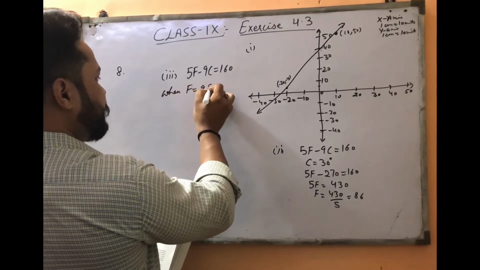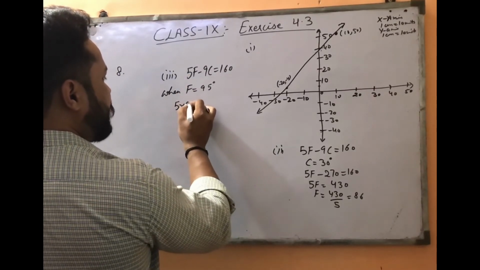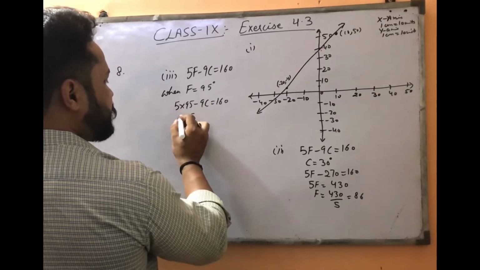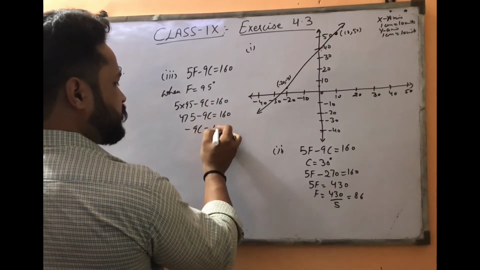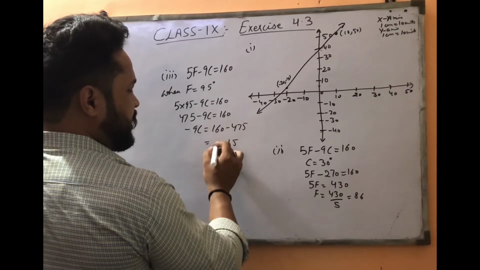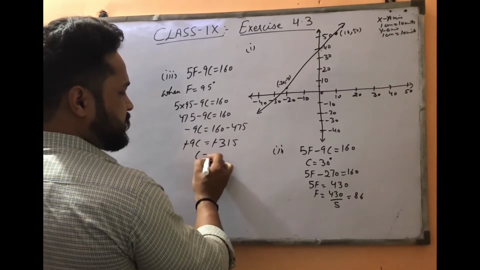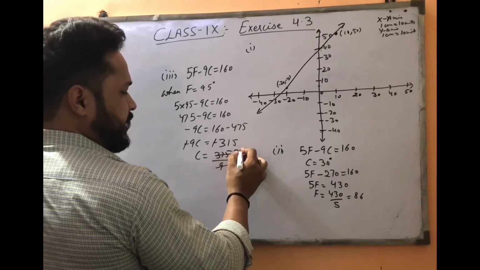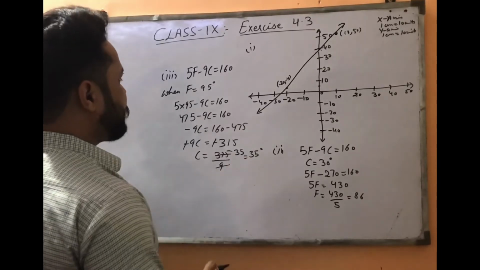F is 95 Fahrenheit. ओके, तो क्या हो जाएगा आपका this is 5 into 95 minus 9C is equals to 160. So 5 into 95, this is 475 minus 9C is equals to 160. This is minus 9C is equals to 160 minus 475. So this is minus 315. Minus 9C, minus will be cancelled by minus. 315 divided by 9. This is 35 degree. Okay, so Celsius is 35 degree. So this is the third answer.